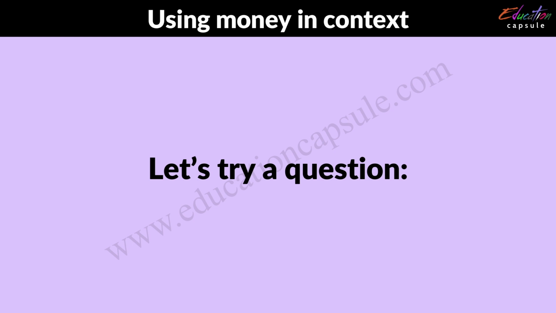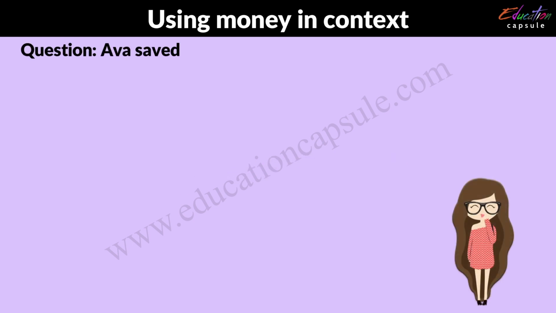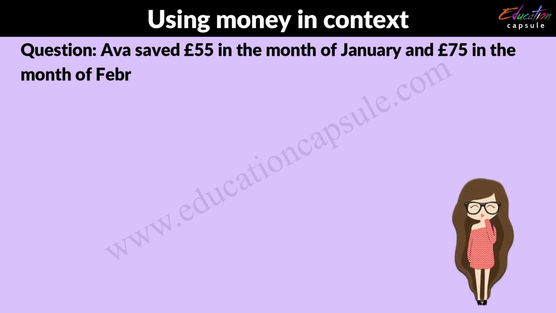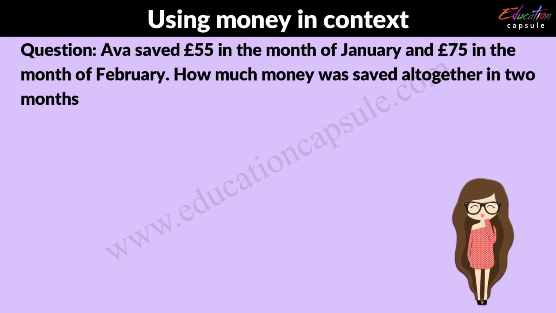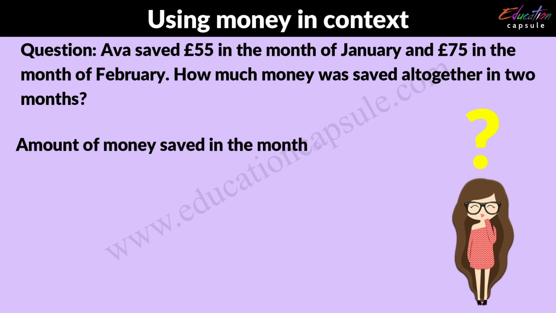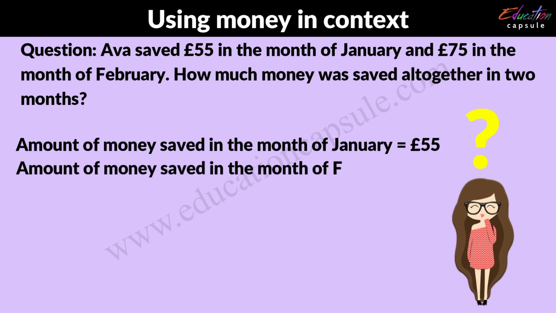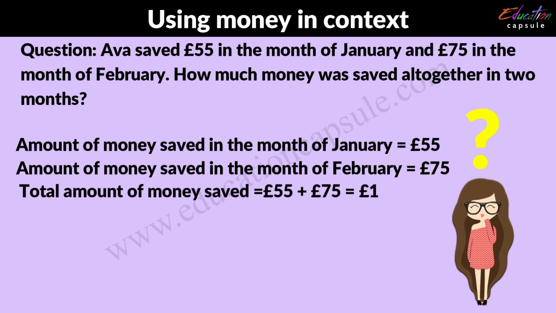Let's try another question. Eva saved £55 in the month of January and £75 in the month of February. How much money was saved altogether in 2 months? So the amount of money saved in the month of January is £55, whereas the amount of money saved in the month of February is £75. So the total amount of money saved is the sum of both these amounts, which is £130.